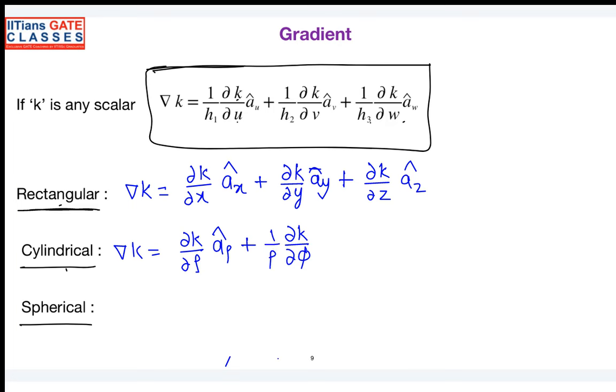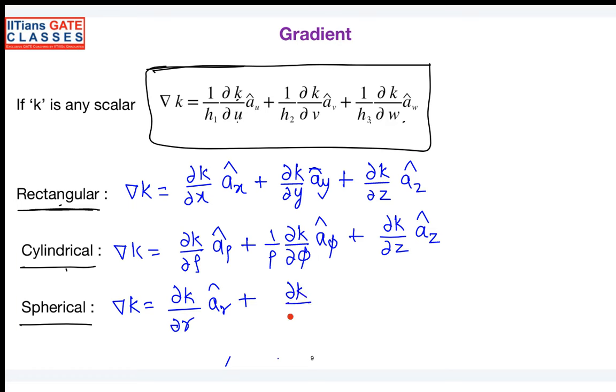Similarly, in case of spherical, the value of del k is equal to, h1 will be 1 because it is an r variation. So dou k by dou r, ar cap, plus h2 will be r because we have corresponding theta variation. When you have a theta variation, the scaling factor is r. So dou k by dou theta, a theta cap, plus dou k by dou phi. In case of phi, there is a multiplier of rho. So rho will be replaced with r sin theta. So dou k by dou phi into a phi cap.